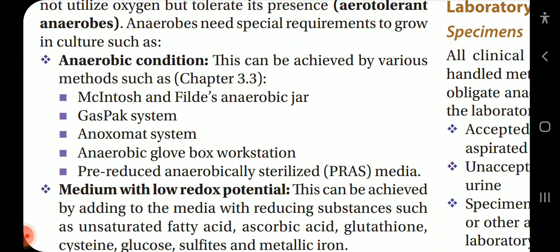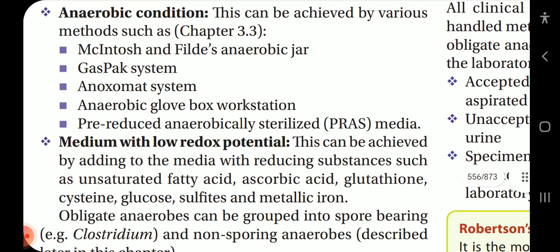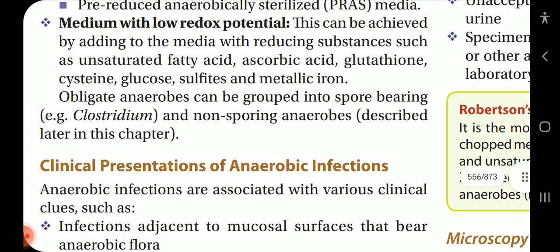This can be achieved by various methods such as McIntosh and Fildes' anaerobic jar, gas pack system, Anoxomat system, anaerobic glove box workstation, and pre-reduced anaerobically sterilized media. Medium with low redox potential can be achieved by adding reducing substances to the media, such as unsaturated fatty acids, ascorbic acid, glutathione, cysteine, glucose, sulfites, and metallic iron. Obligate anaerobes can be grouped into spore bearing, example Clostridium, and non-spore bearing anaerobes, described later.